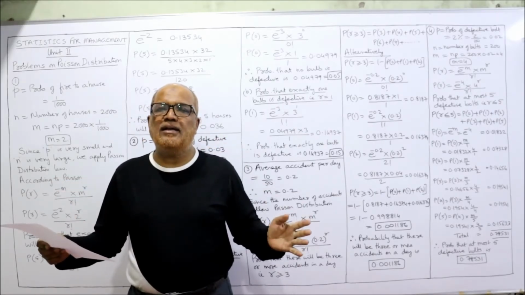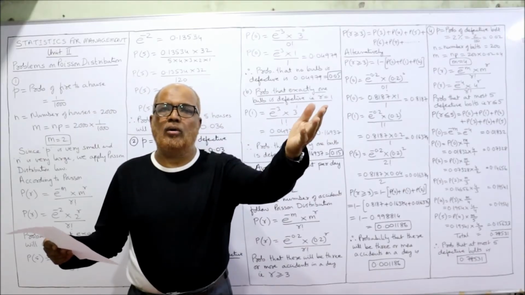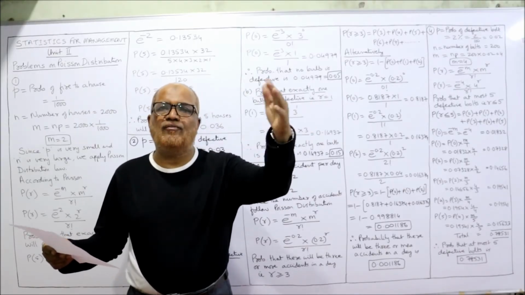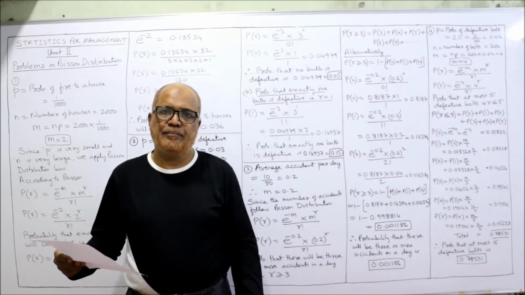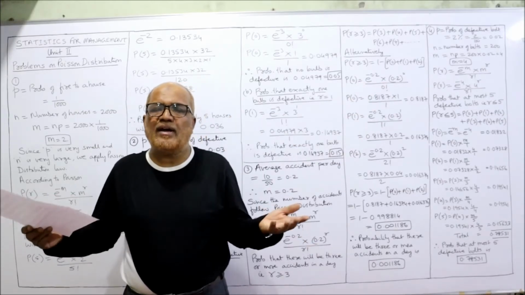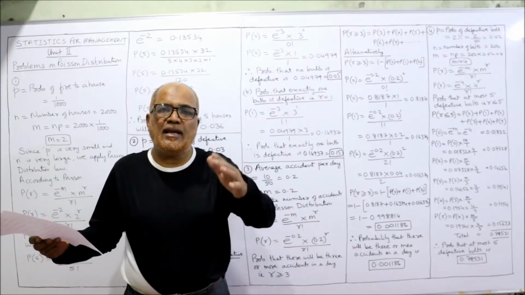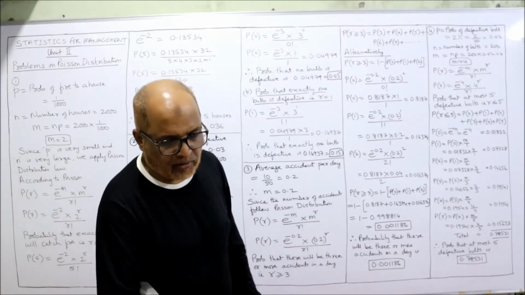What is the probability that 3 or more? 3 or more means 3, 4, 5, 6, 7, 8, up to infinity. Limit is not given. Any number of accidents may take place. 3 or more, that's what we have to find out.